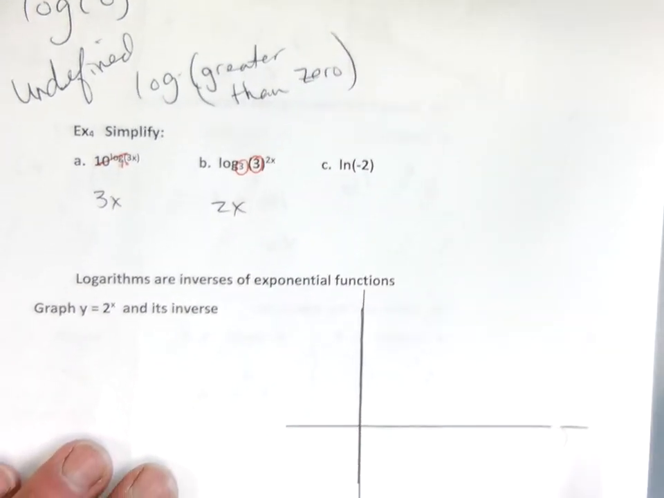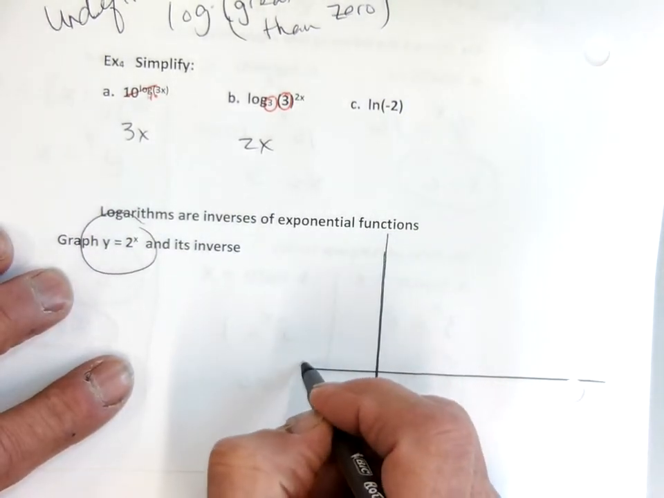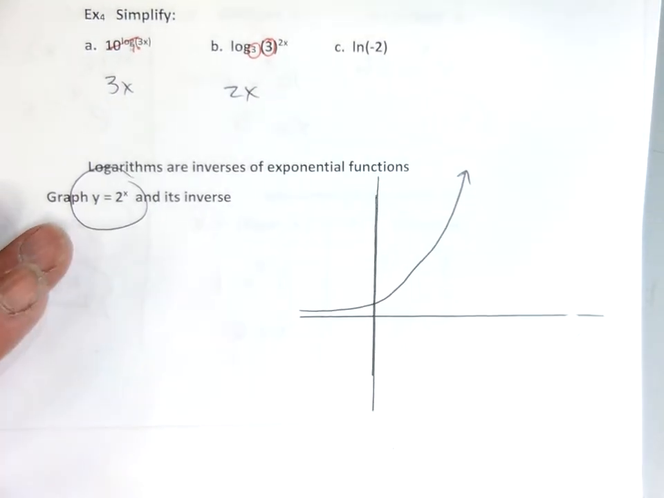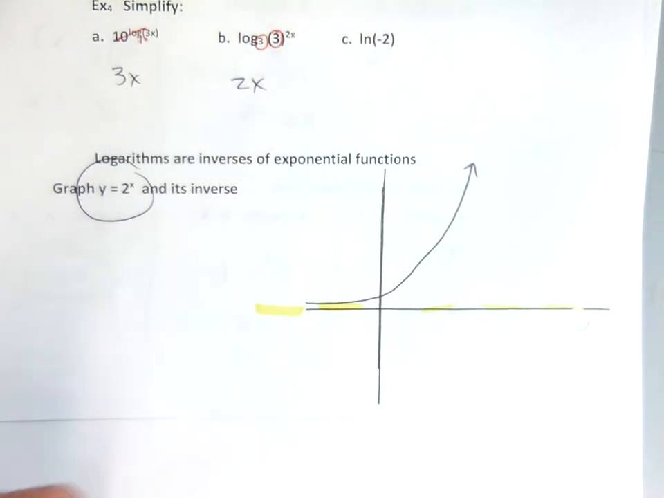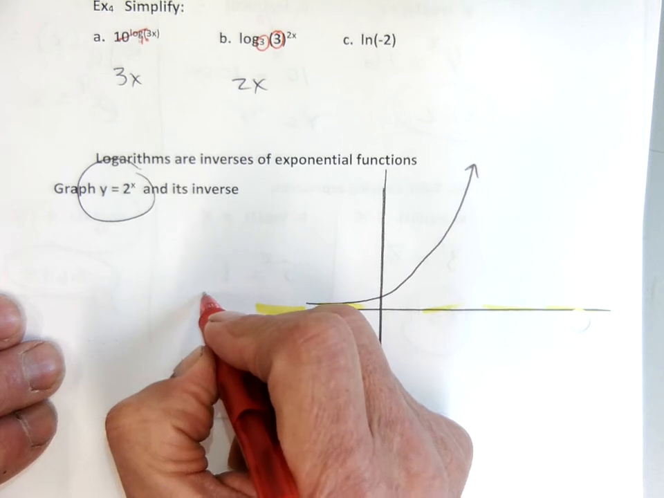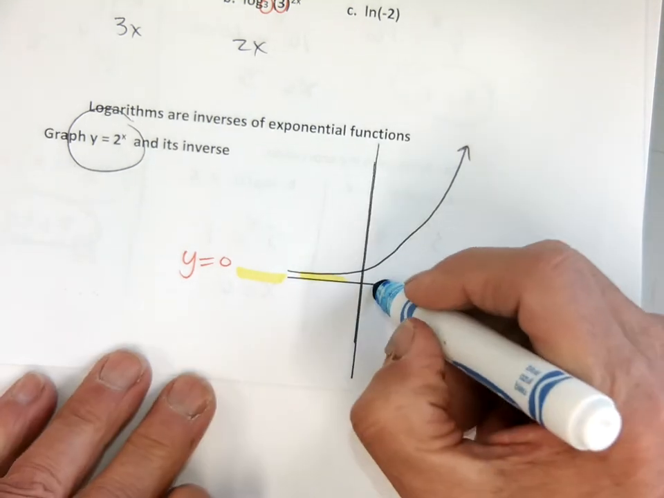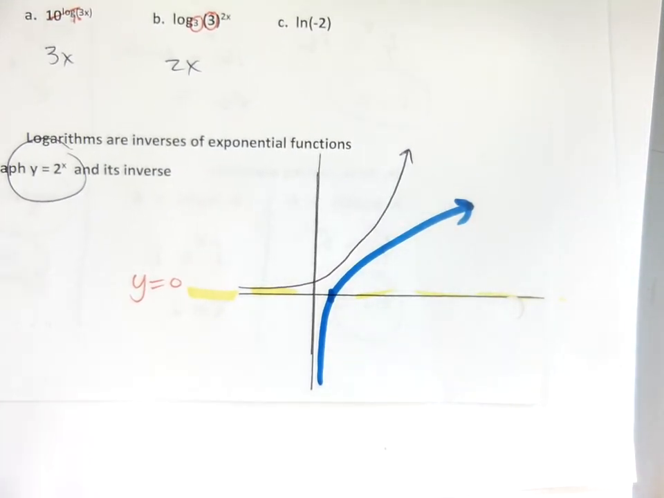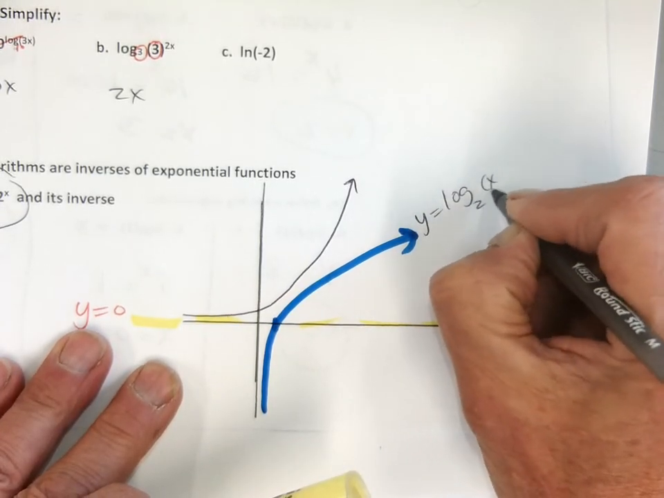So what does a log look like? I'm almost done. We know we've graphed this one. It has a horizontal asymptote, right? Its inverse is the log. Watch this, okay? So the inverse looks like this. This is y equals log base 2 of x, okay?